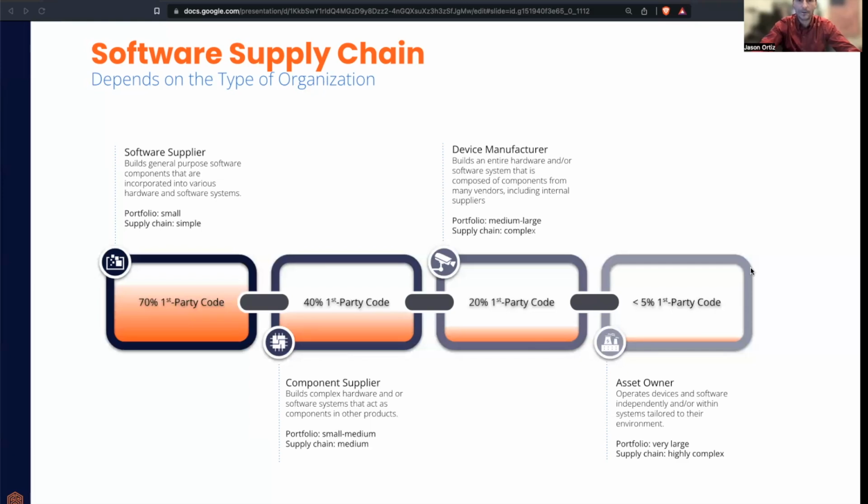It's almost entirely opaque. We don't know what that code is almost all of the time. So you can see as we move to the right in this chain, understanding what is in our software becomes harder and harder. And we also have more and more organizations that fall into the right. So the problem sort of grows exponentially once you hit the device manufacturer and the asset owner in this particular view.